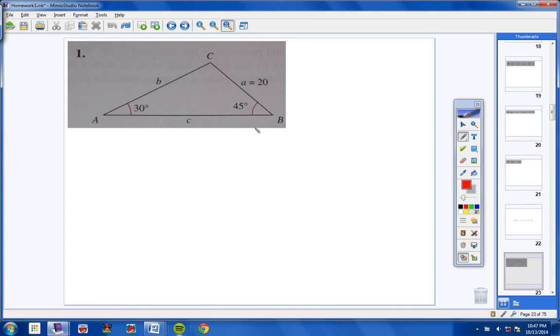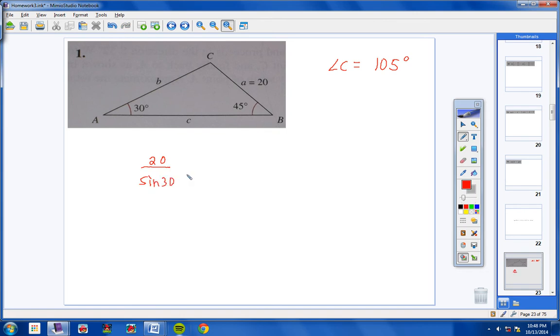So here we go. We're looking for a pair so that we can use the law of sines. Actually, first of all, let's go ahead and solve for angle C. So angle C equals 105 degrees, correct? Because we're going to add this plus this and subtract from 180 and get 105. Next we're looking for a pair, and we have a pair right here. We have a equals 20 over the sine of A, which would be the sine of 30.